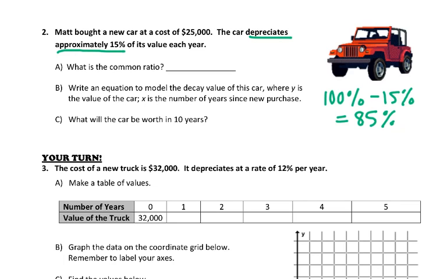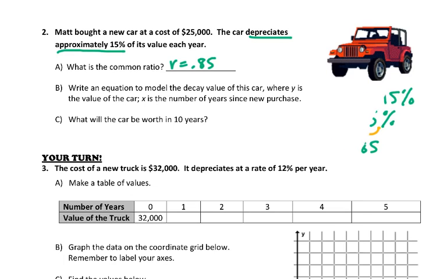And then to actually make that a decimal, we have to move the decimal place over 2 points. So we get a ratio of 0.85. And that's what we want to write right here. Okay. Write an equation to model the decay value of the car, where y is the value and x is number of years.